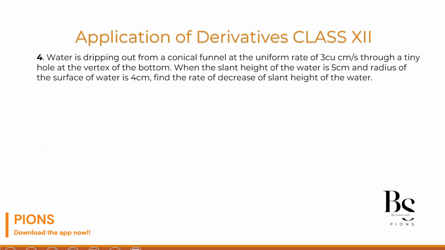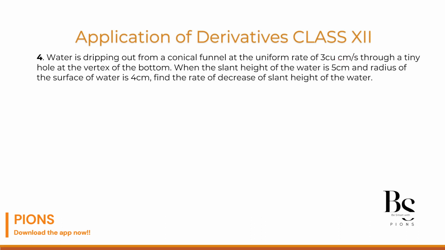Let's move to question number 4. Question number 4 says water is dripping out from a conical funnel at the uniform rate of 3 cu. Sir, what is this cu? This is a short form of writing cubic. Be very careful. If you find somewhere cu like this, it is cubic centimeter per second, just to confuse you, right?